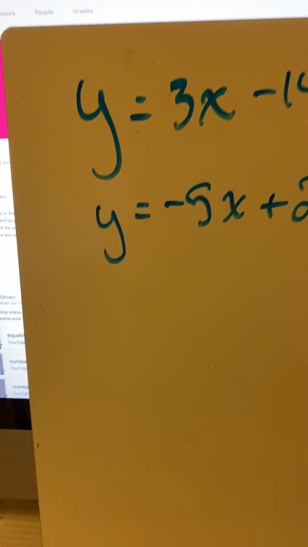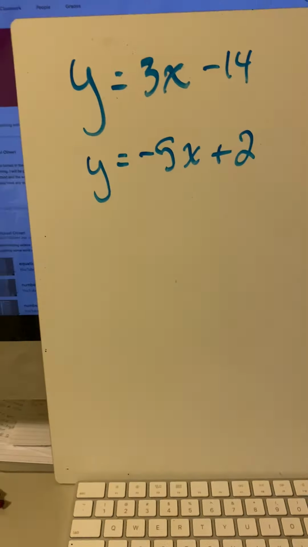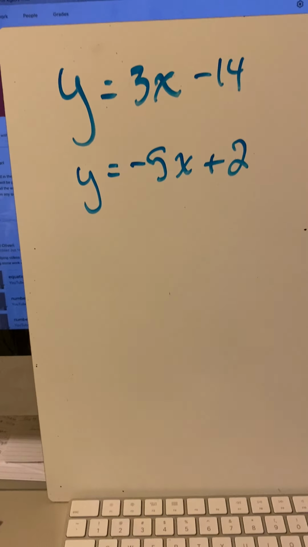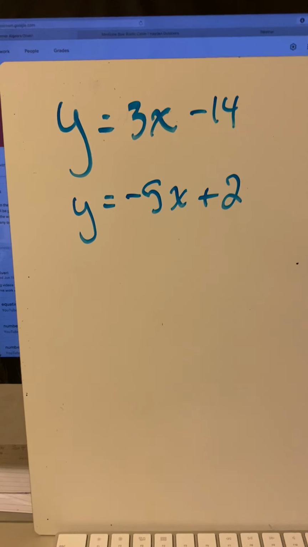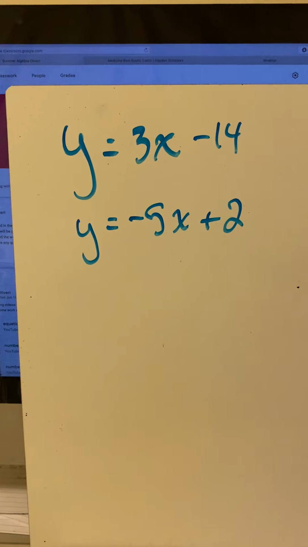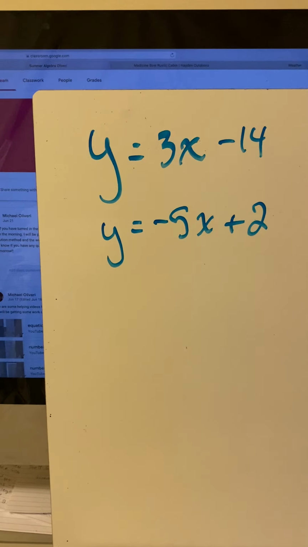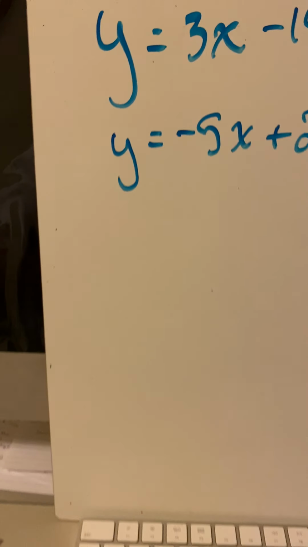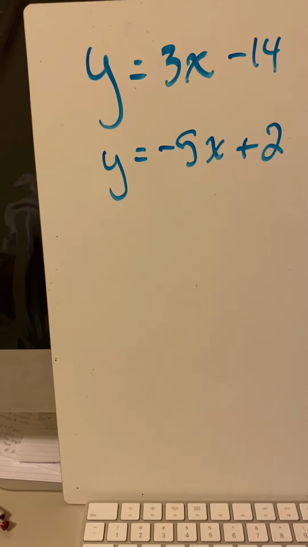This one is written in slope-intercept form, both sides. Okay? It's written nice and neat for us to go from slope-intercept form into substitution. You could have graphed it, plotted negative 14 on the graph, then go up 3, right 1, up 3, right 1. Plotted a 2 on the graph, down 5, right 1, down 5, right 1. You could have done that, and it may have crossed at a nice, neat point.